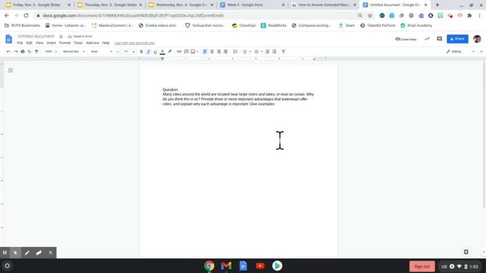Okay. Many cities around the world are located near large rivers and lakes or near an ocean. Why do you think it is so? Provide three or more important advantages that waterways offer cities and explain why each advantage is important. Give examples. Now, in most cases, you actually have some reading that you will do. In this case, I don't have a reading, so I kind of have to come up with answers of why I think this is happening. But in reality, you would have an article, and that article would give you exactly what you're supposed to be doing.